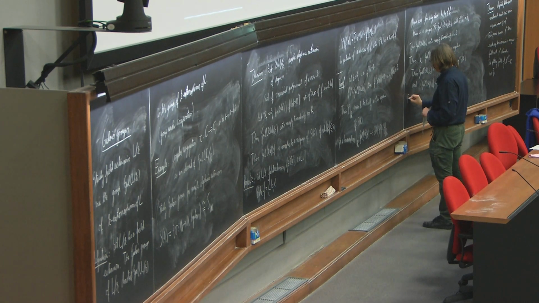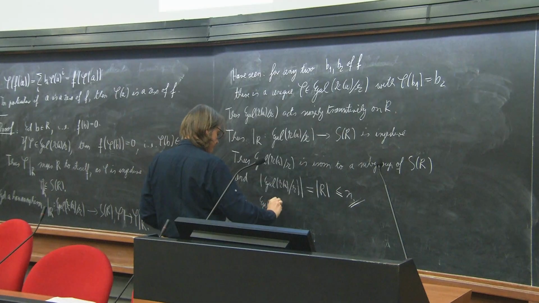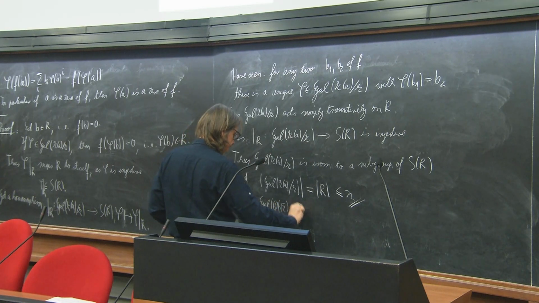So as an example, let's look at two examples of Galois groups, to see what kind of things can happen. So we can look at the Galois group of Q square root of 2 over Q.